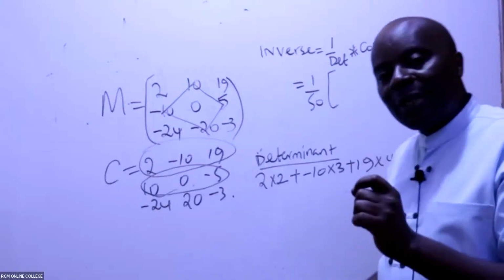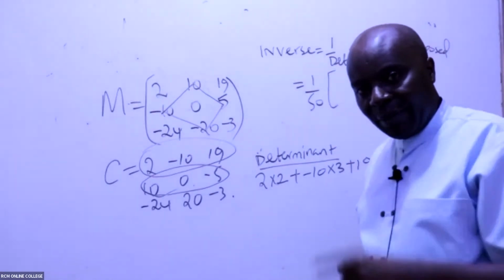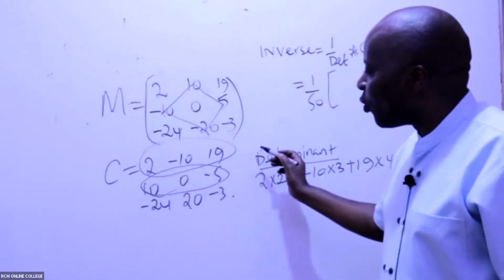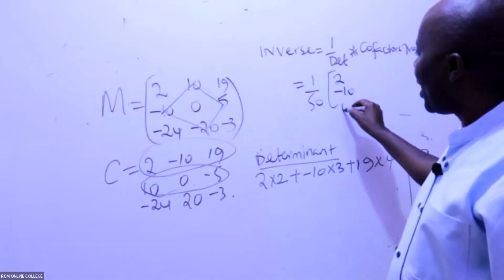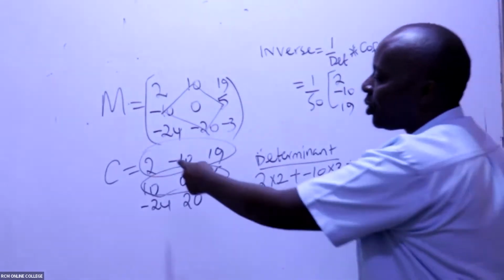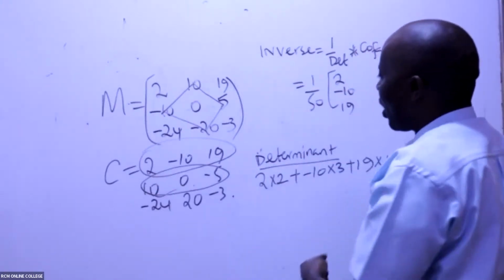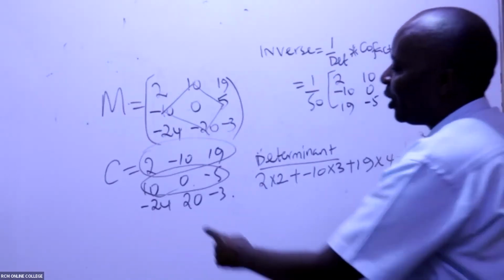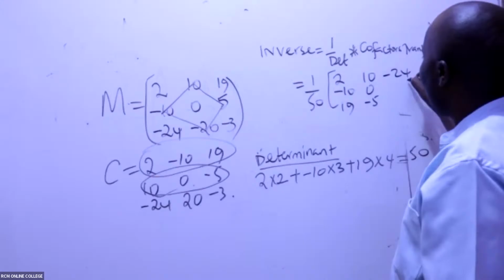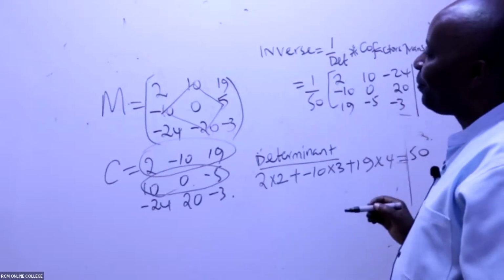To transpose a matrix means to change rows to become columns. So row 1 becomes column 1. This row of cofactors goes down to give us 2, -10, and then 19. So this is row number 1, which becomes column 1. Then row number 2 becomes column 2, so we have here 10, 0, -5. Then this one gives us -24, 20, and -3. So this is our inverse.